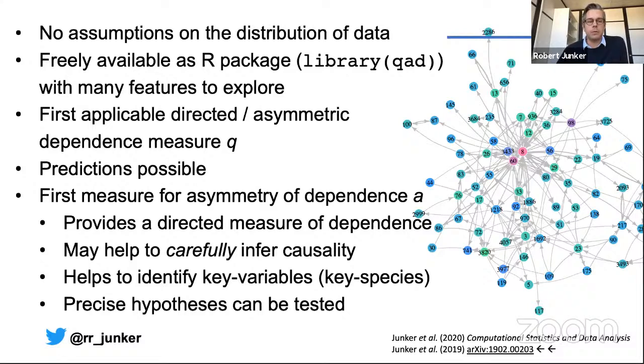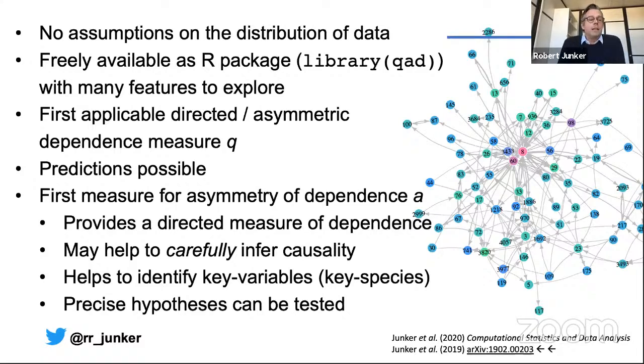QAD can also help you to identify key variables or key species in your data. So you can now identify those variables or species in your data set that predict others to a large extent, but that are not that well predicted by the others. And so that seems to be a very important variable in the system, or a species in the system, because it is affecting many others, but the variation in this species is largely independent of the others.